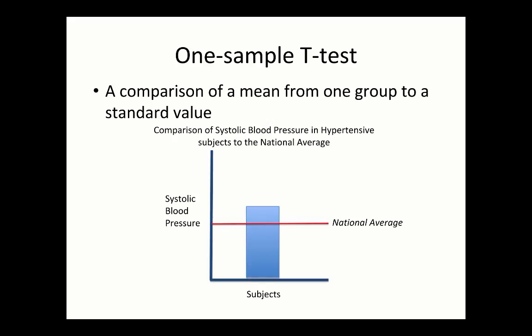We need to accept the null because our p-value is greater than the alpha of 0.05. Given these findings, what would you conclude? We can conclude that our observed average systolic blood pressure in hypertensive patients is not different than the national average.